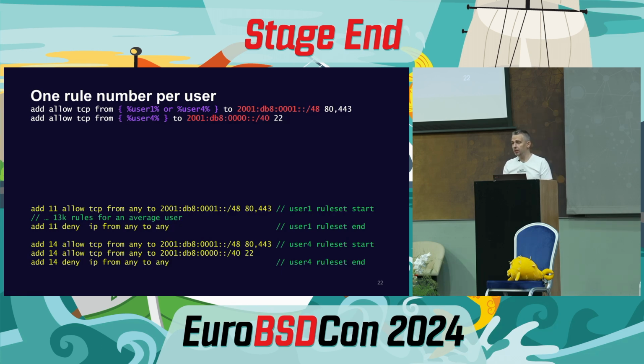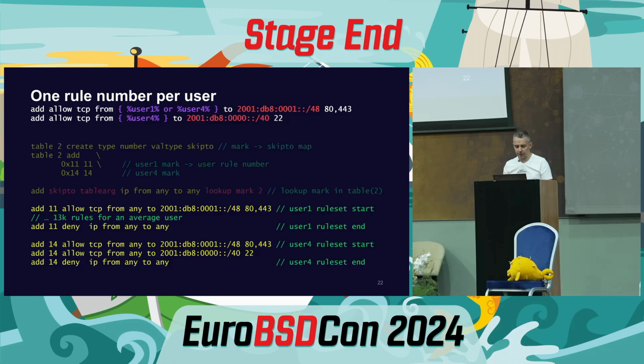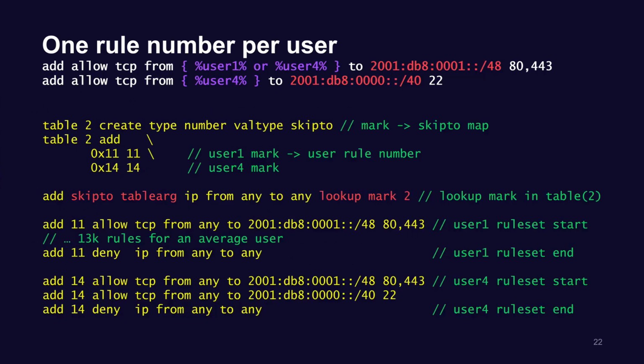And now we need a glue to drive the traffic check routine to these rule sets. For that, we create a number-to-number table. For the key, we use the mark. For the value, we use skipto, so the rule number of the user rule set. So far, so good? Okay.